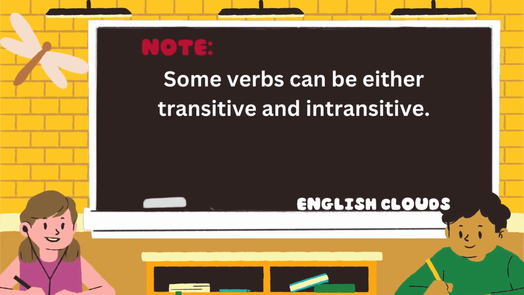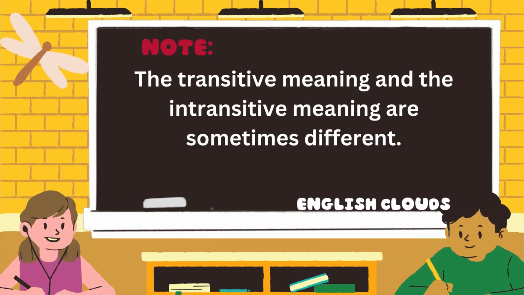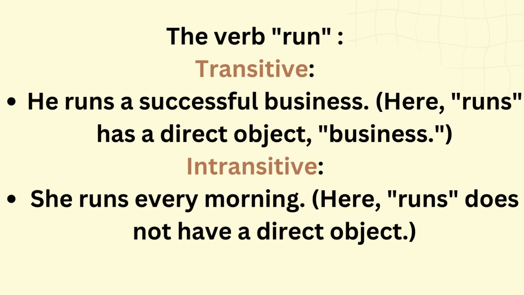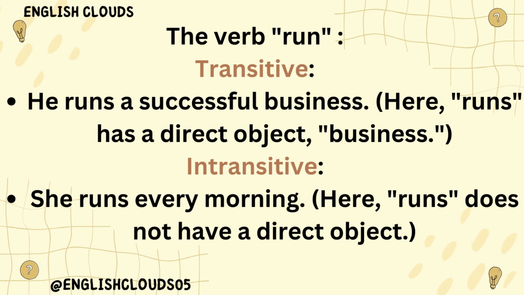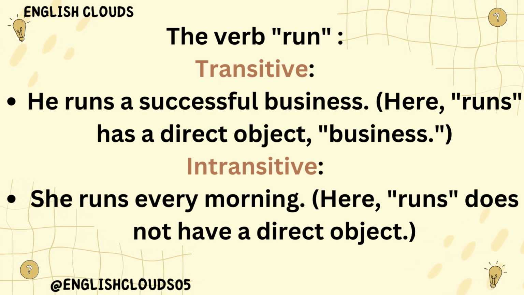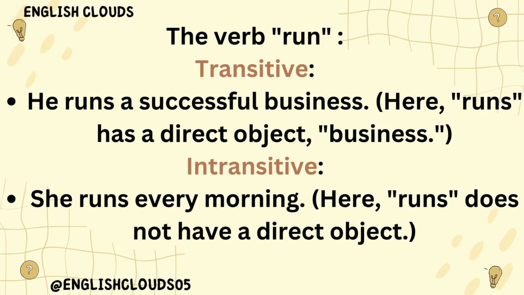Some verbs can be either transitive or intransitive. The transitive meaning and the intransitive meaning are sometimes different. The verb run. Transitive. He runs a successful business. Here, runs has a direct object, business. Intransitive. She runs every morning. Here, runs does not have a direct object.